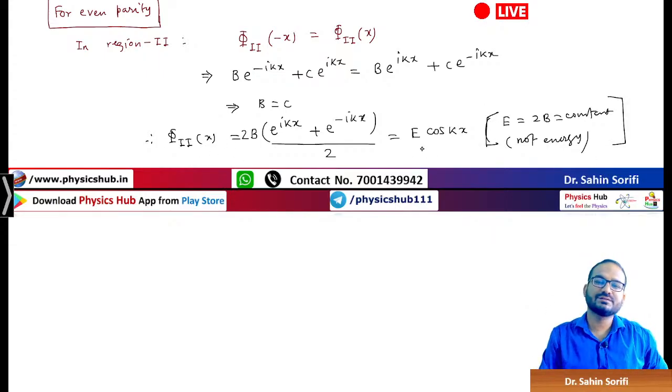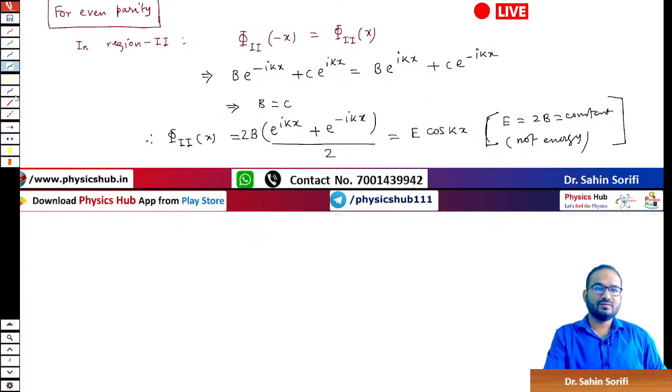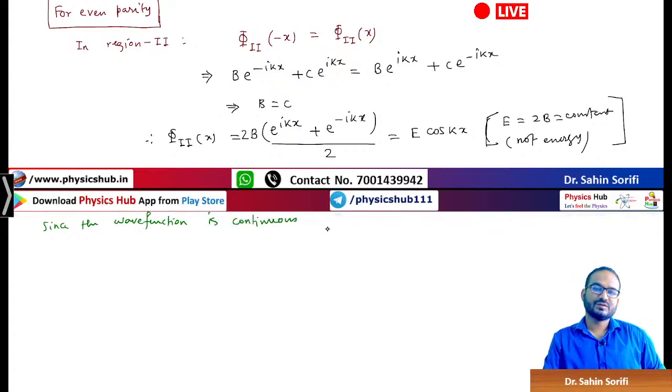So phi 2(x) is equal to E cos kx. Now you see, since the wave function is continuous, it must be continuous at the boundary.